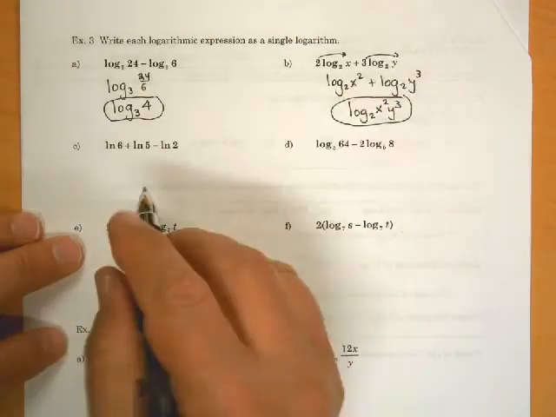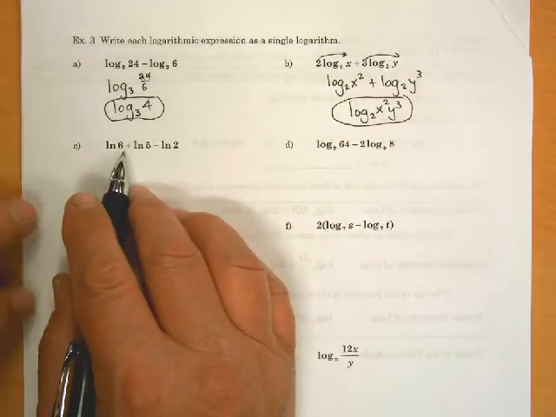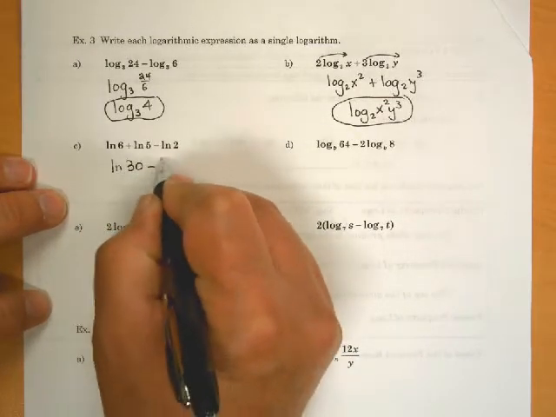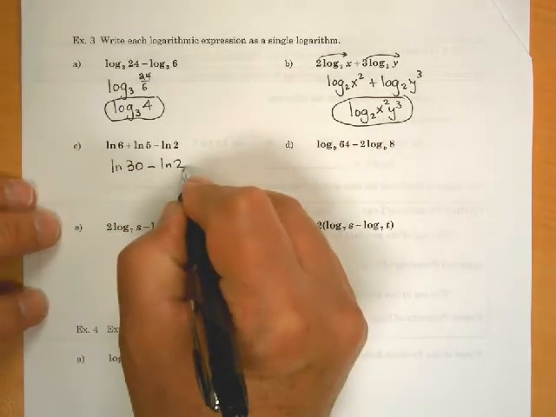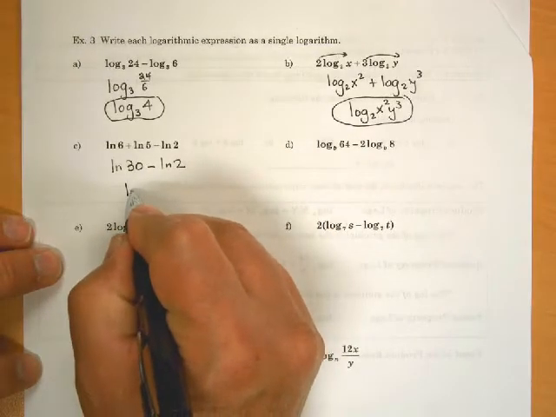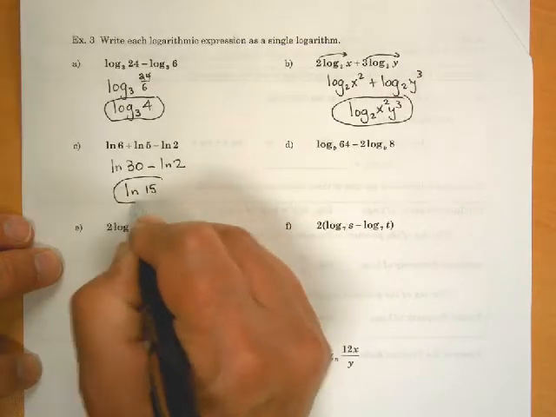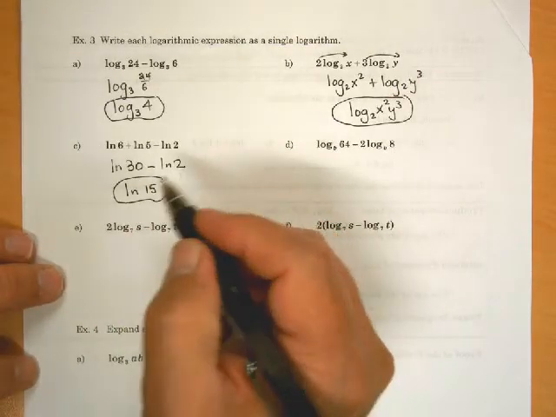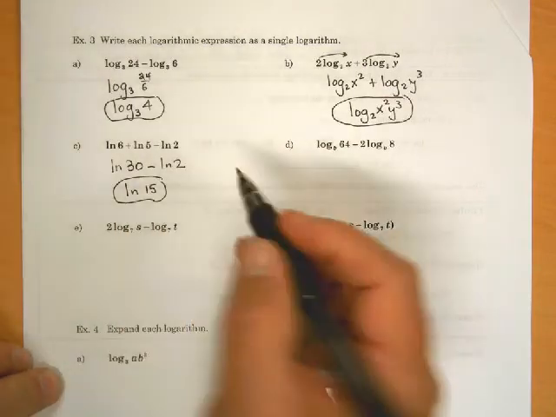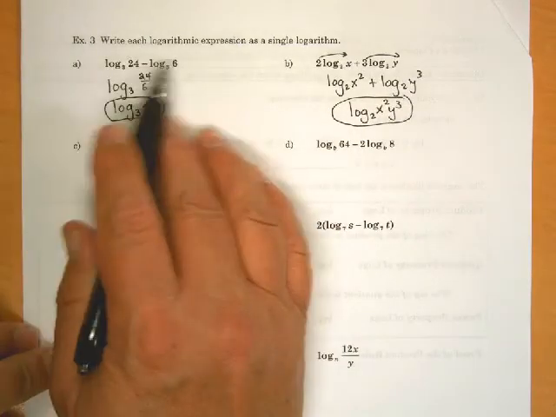Okay, this one has an addition, which becomes a multiplication. So that's natural log of 30. And then this minus sign becomes a division. And when you take 30 divided by 2, you get 15. So this is the natural log of 15. Now, if you want to check this, you can type the original and the final answer, and they should agree with each other. You could do that on this problem also.